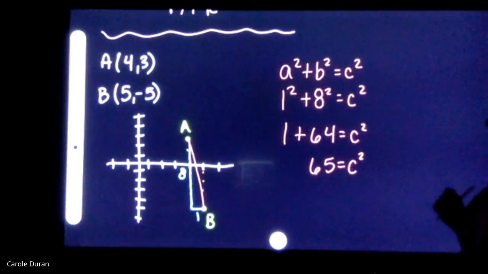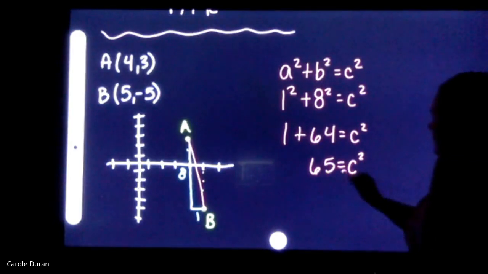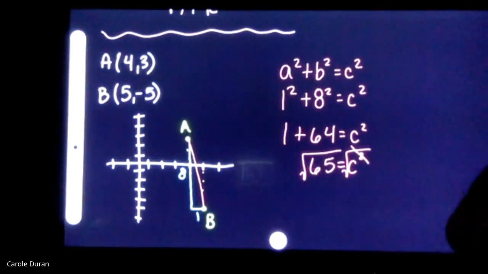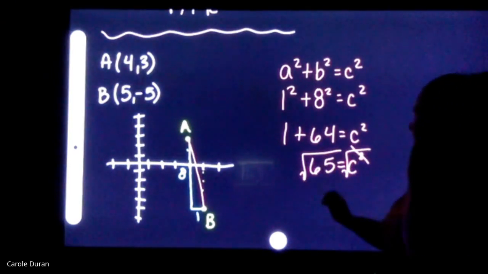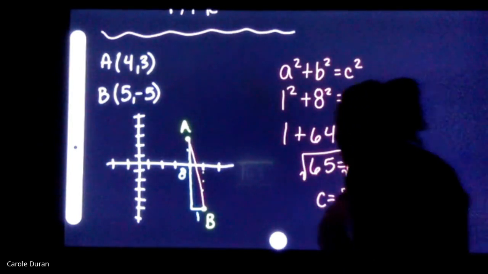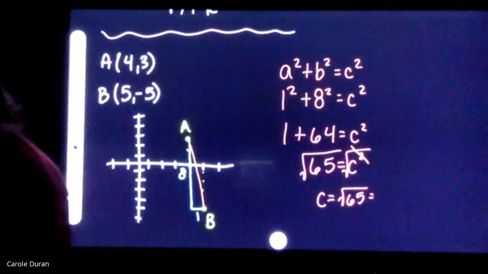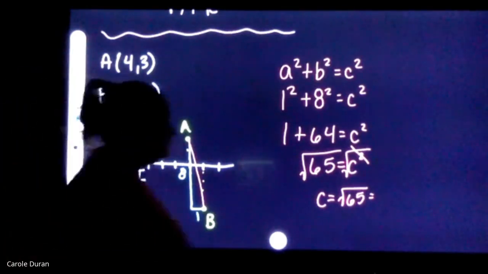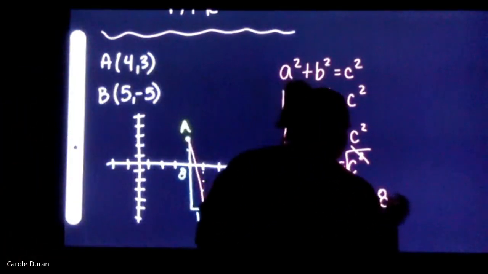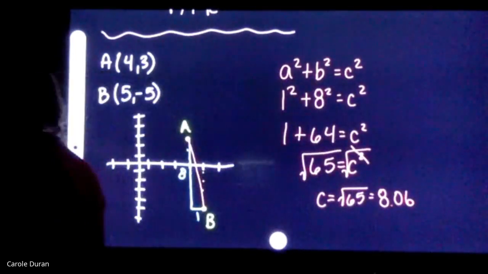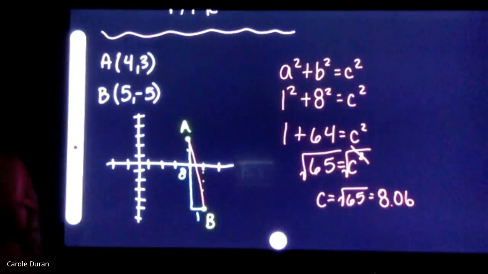Just like before, my goal is to get c by itself, so I need to square root both sides. A square root and a square cancel each other out. And I'm left with c is equal to the square root of 65, which, if you put it into a calculator, you're going to get approximately 8.06. So I would say my distance from point A to point B is approximately 8.06 units.